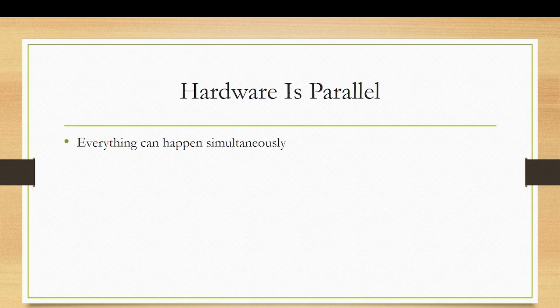Read this carefully. Everything can happen simultaneously. Software executes sequentially, hardware operates in parallel. That's why hardware can be so incredibly fast. Because many things happen simultaneously, not one after another. This is one of the most important ideas in digital systems.